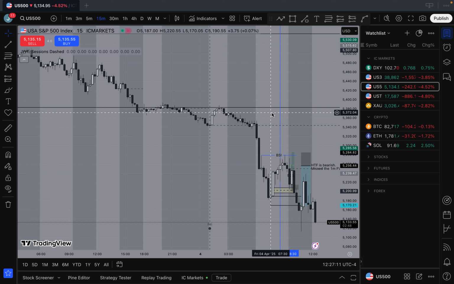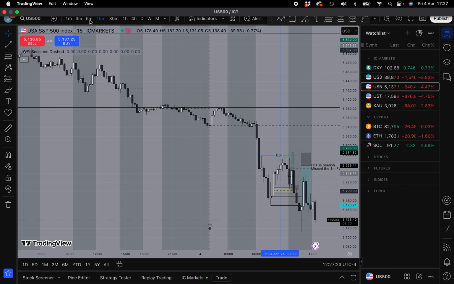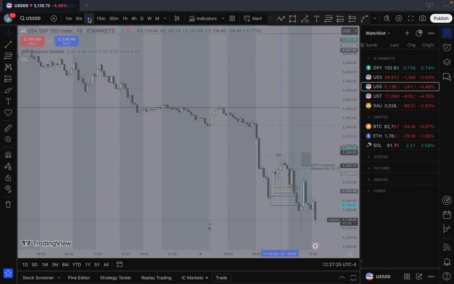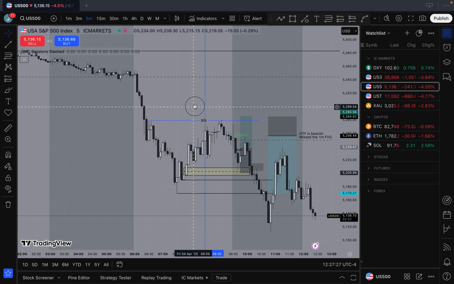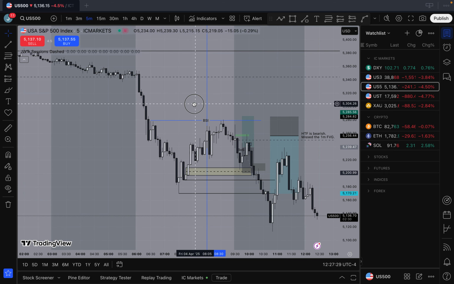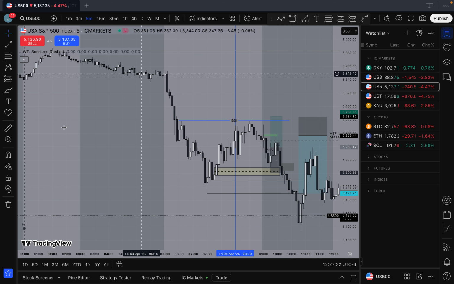At the time, I was feeling like I could catch a little move up, but it was just too early, and price is higher time frame bearish at the moment. So yeah, it is what it is. I've only taken one trade this week, and it's one small loss, so I'm not too bothered about it. Price comes up, accumulates quite a lot through London session, drops down.